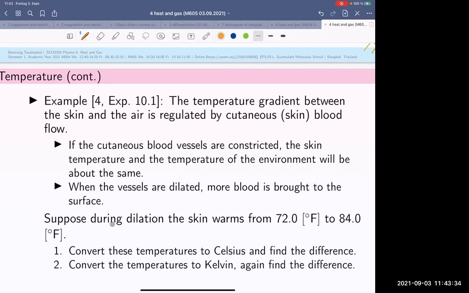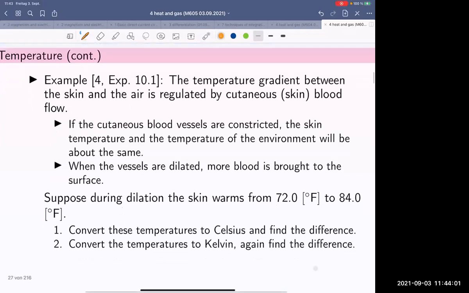Degrees Celsius. So let's consider the first problem: convert these temperatures to Celsius and find the difference, then convert the temperatures to Kelvin and again find the difference.